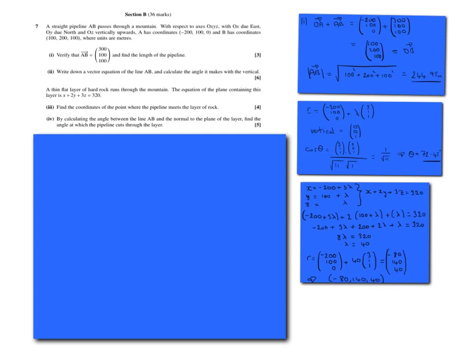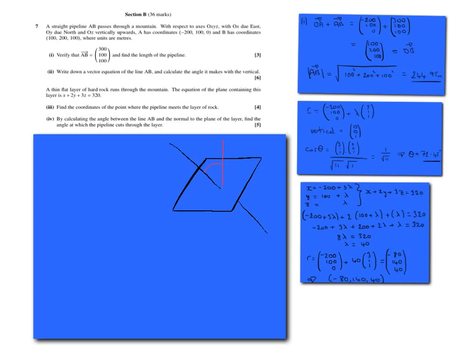In part 4, we're trying to find the angle where the line intersects the plane. As can be seen, here's a plane with the line going through it. If we look at the normal and the angle between the line and the normal, then to find the angle we use the dot product rule.